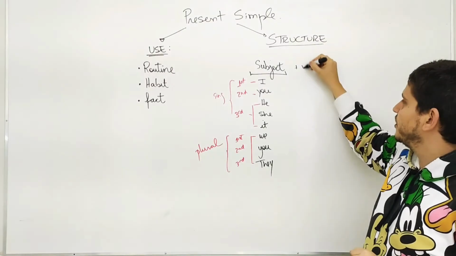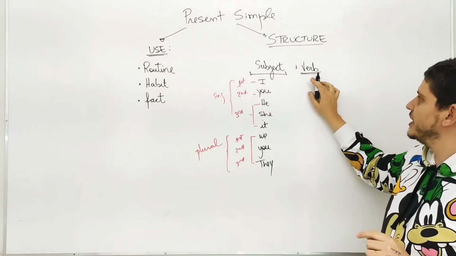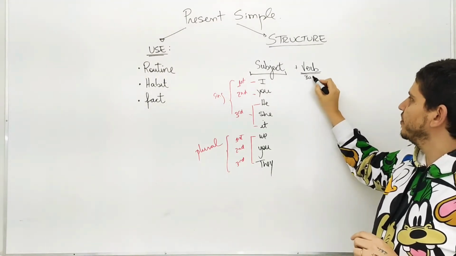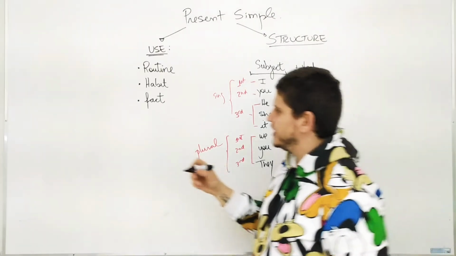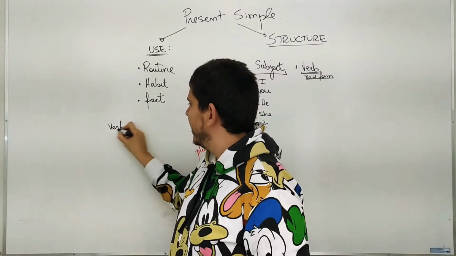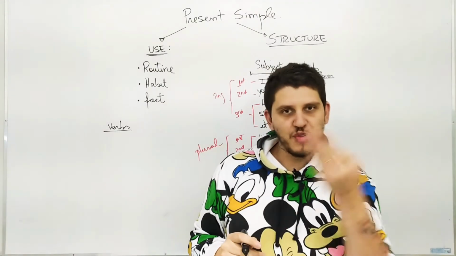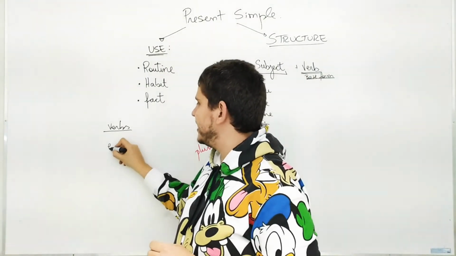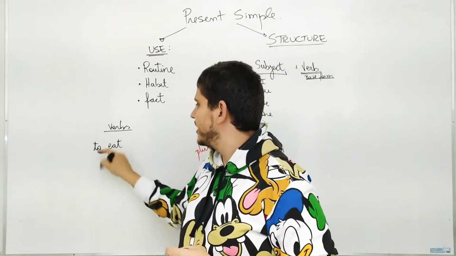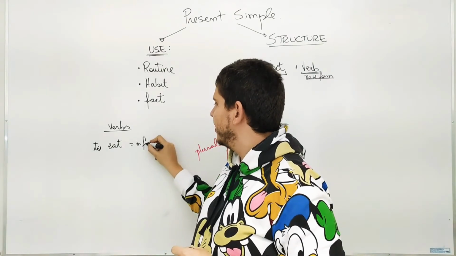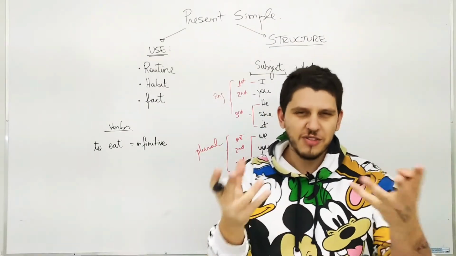After this subject, we will have a verb. And this verb is in the base form. Renan, what is base form? Look at this. We have the verbs. The infinitive in English is made when we add to before the verb. For example, if I want to say comer, I will say to eat. This is the infinitive. Quando o verbo não está conjugado, né? Isso é o infinitivo.